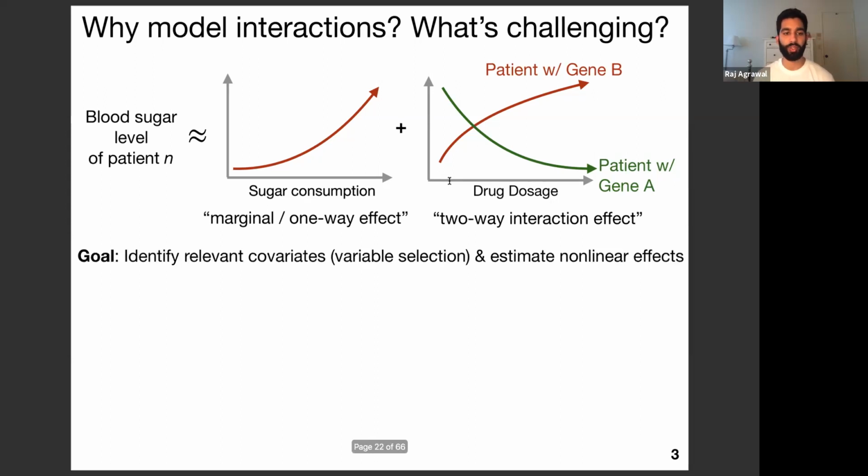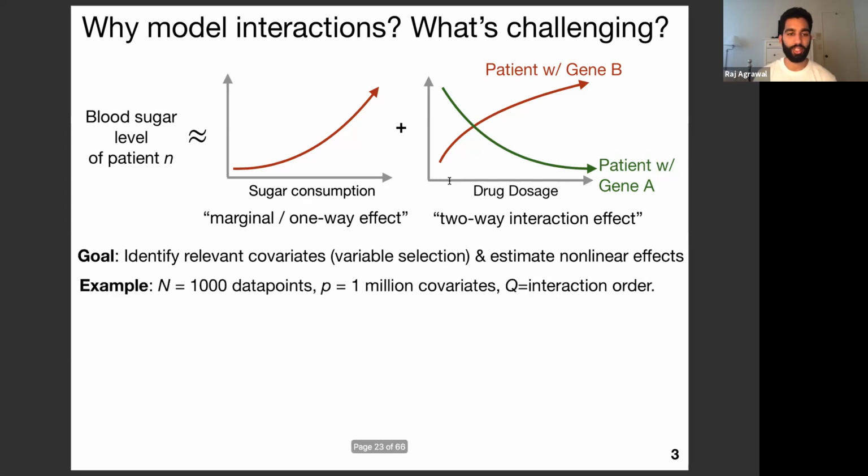In general, what we're interested in is trying to identify, out of the potentially thousands to millions of covariates, which ones drive the response, and to estimate these nonlinear effects. But the challenge is best understood through a simple example. Suppose we had n equals 1,000 data points and a million total covariates, and let Q be the highest order interaction. This size problem is fairly common in genomics, for example.